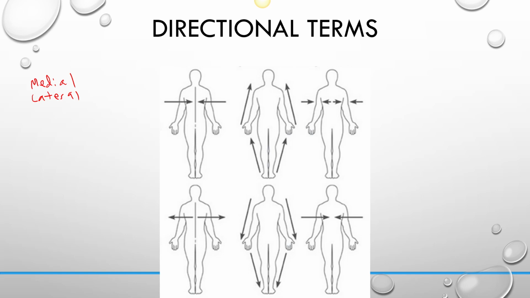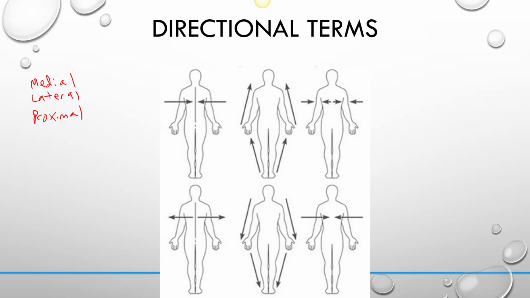So when we say proximal, proximal is closer to the point of attachment. Well, where do your arms attach to your body? In the shoulders. So if I say the wrist is blank to the fingers, well, the wrist is closer to the point of attachment than the fingers. So the wrist is proximal to the fingers.